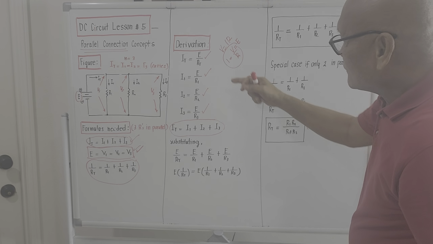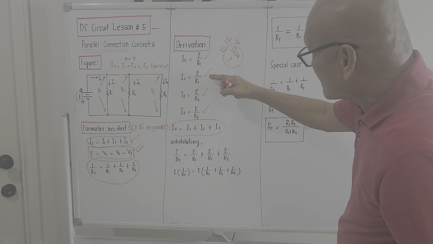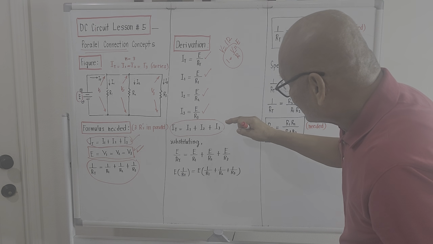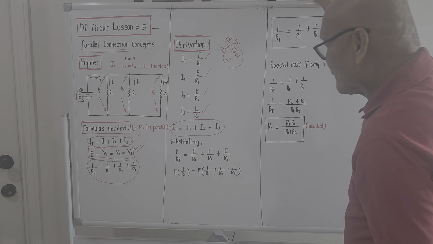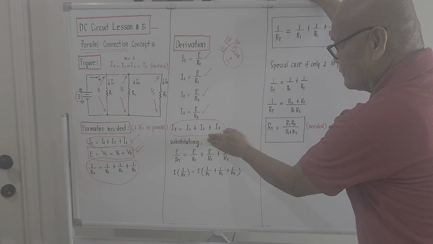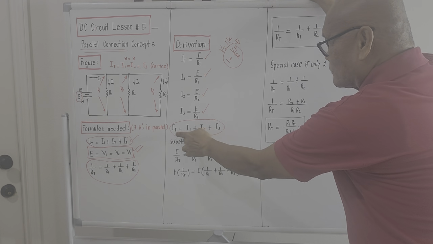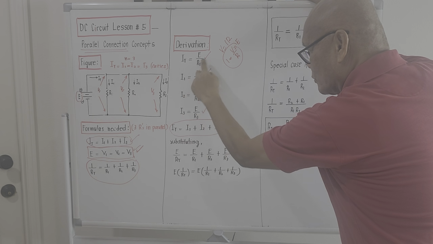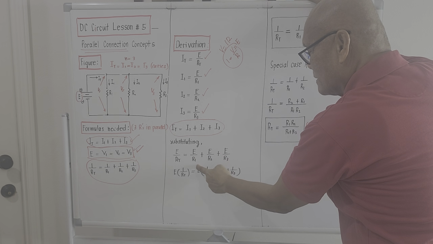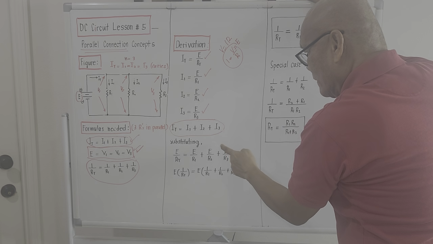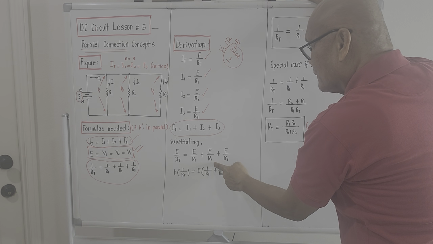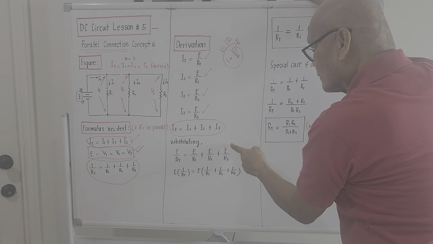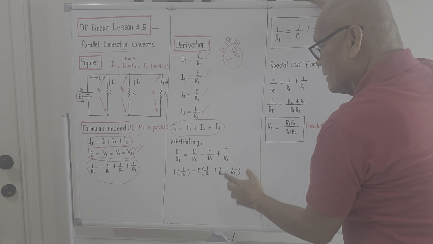So substituting these four equations here into this equation, what will come out? So I place it there, substituting. I total will be E over R total. I1 will be equal to E over R1. I sub 2 will be equal to E over R sub 2. And I sub 3 will be equal to E over R sub 3.